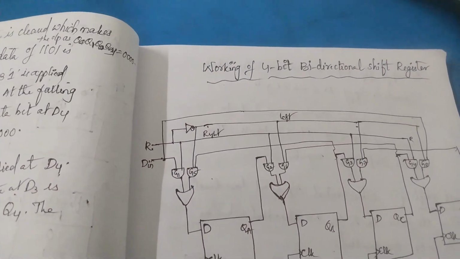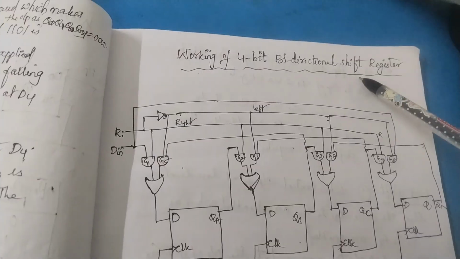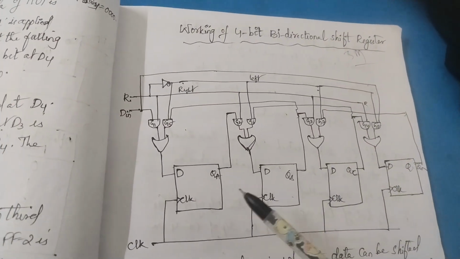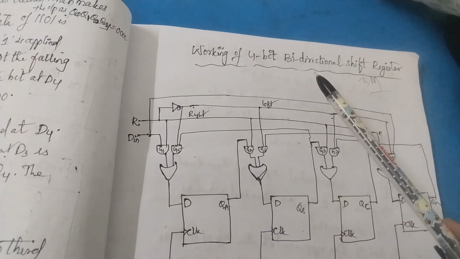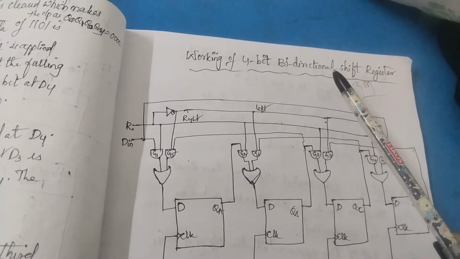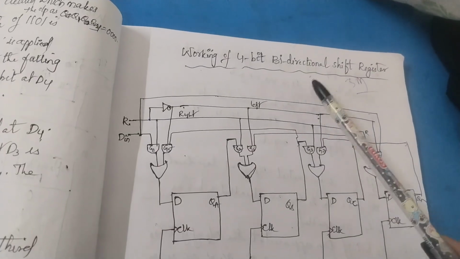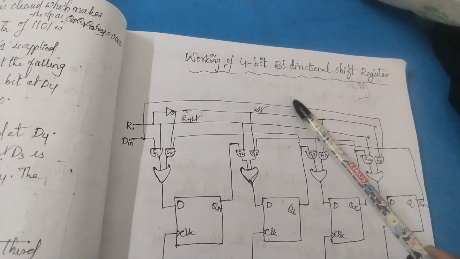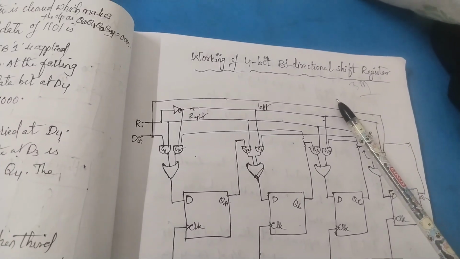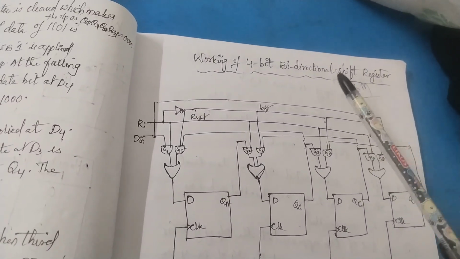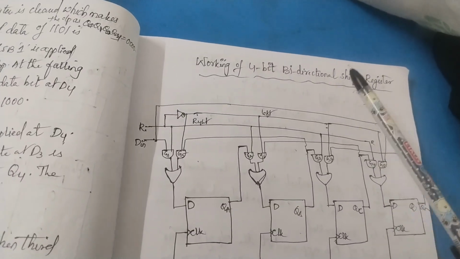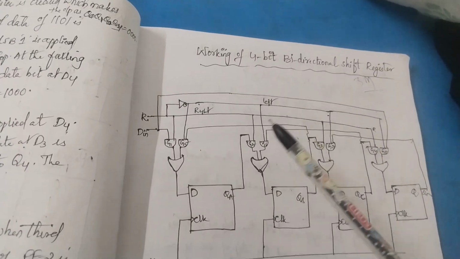Next we have the working of the 4-bit bidirectional shift register. This is a most important question for 5 marks. Here also we are taking 4 D flip-flops. Coming to the definition, a register which shifts the data towards the right side as well as the left side is known as a bidirectional shift register.